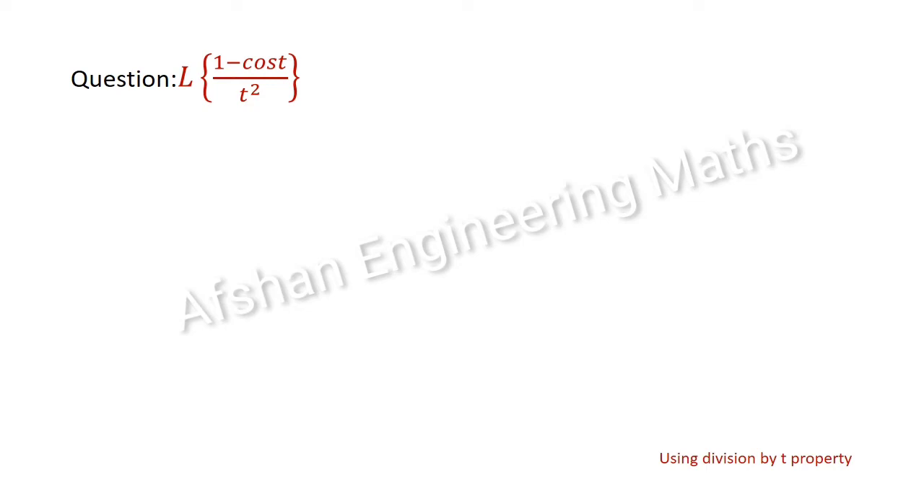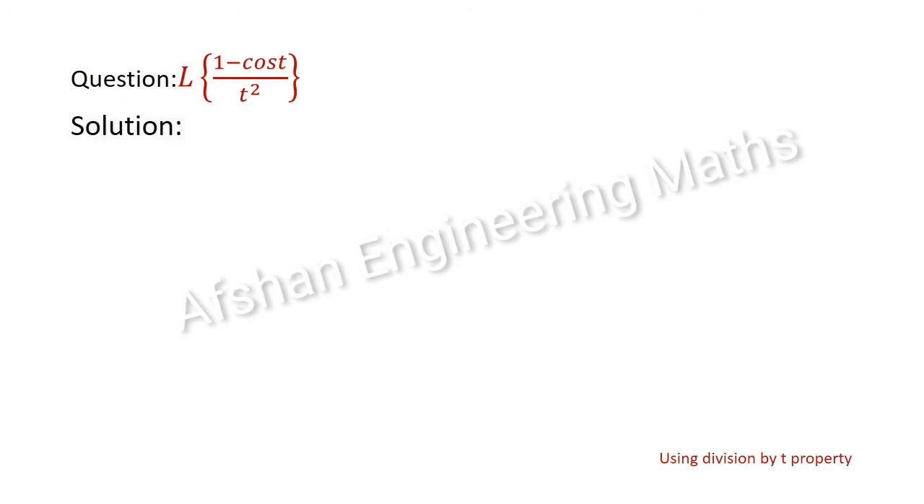We solve this question using 3 steps. First, we find out the Laplace transform of 1 minus cos t. After that, we find out the Laplace transform of (1 minus cos t) upon t by using the division property. And in the third step, we apply the same division by t property to calculate (1 minus cos t) upon t square. So let's start the solution part.